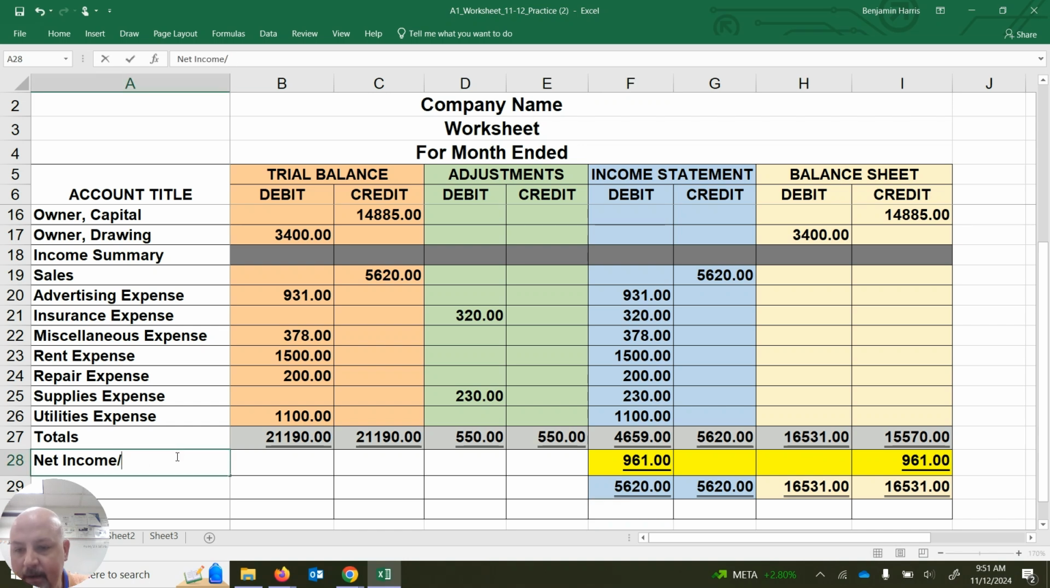Take out the word loss here. If we did happen to have a net loss, these are the two cells that would be filled up, and these two would be empty because the bigger number would be on the outside and the smaller number would be on the inside. But as it stands, this is net income. We made more money in sales than we did paying out with expenses.